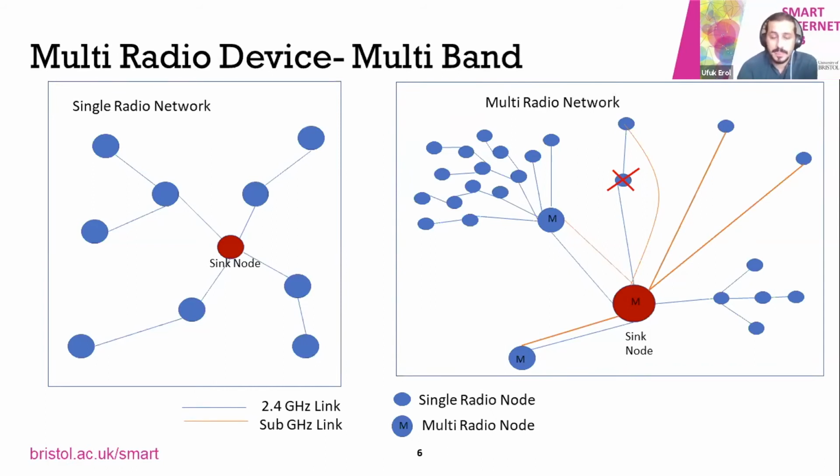The advantage of sub-gigahertz links, as you can see, I crossed it with the red cross. They can reach further distances. So in that case, we don't have to deploy more radio nodes to process and forward the data. What we can do is eliminate the short-range 2.4 gigahertz radio and use the longer range of the sub-gigahertz.